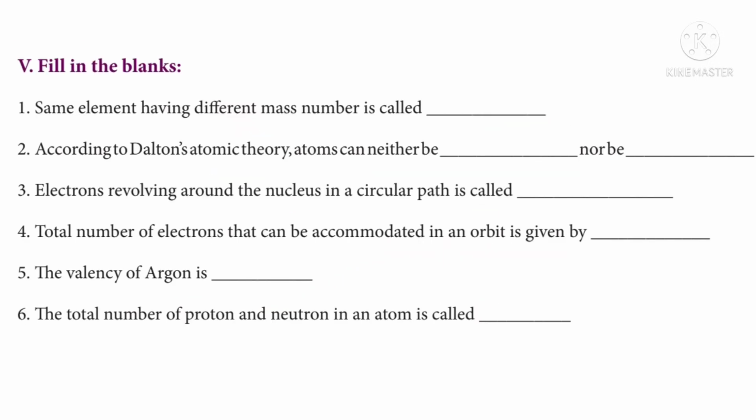Roman letter 5, fill in the blanks. Question number 1. Same element having different mass number is called dash. Answer isotope. Second question, according to Dalton's atomic theory, atoms can neither be dash nor be dash. Answer, neither be created nor be destroyed.